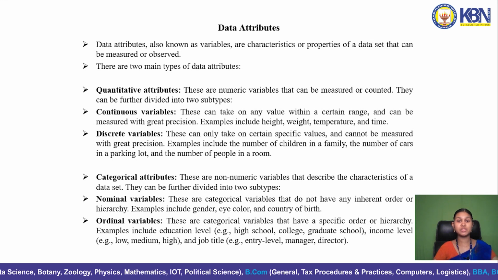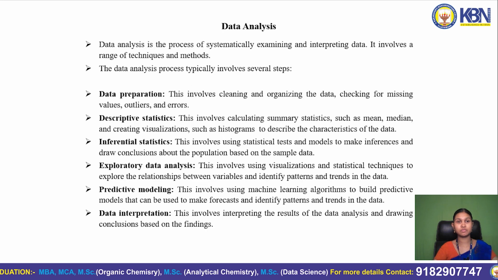Nominal variables do not have an inherent order. You can take examples such as gender, eye color, and country of birth. Next one, ordinal variables. These are categorical values that are based on a hierarchy. Let us take examples: education level, such as high school, college, graduate school; income level, such as low, medium, high; and job title, such as entry level, manager or director.